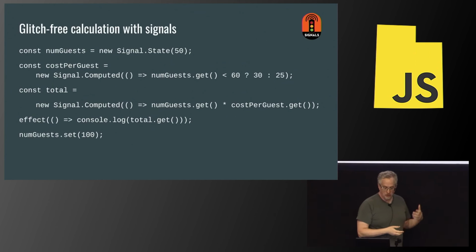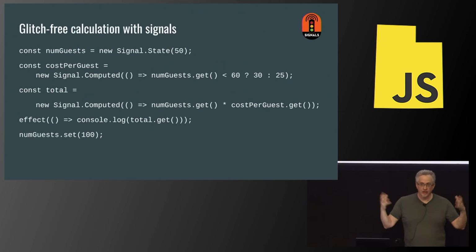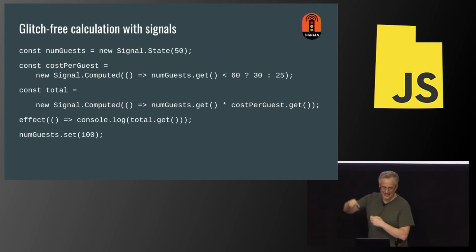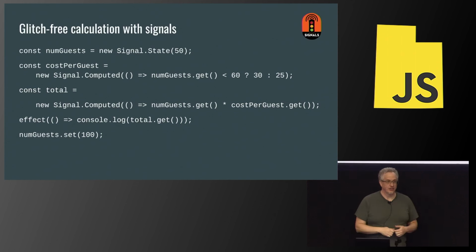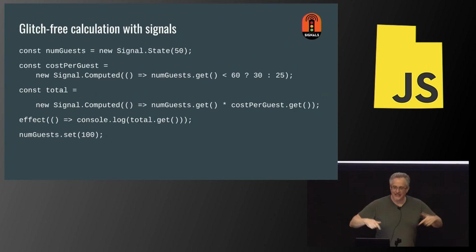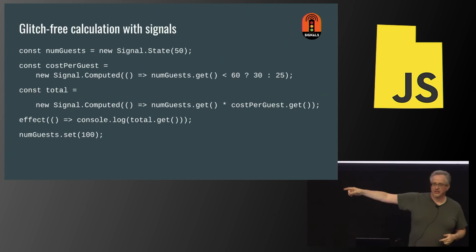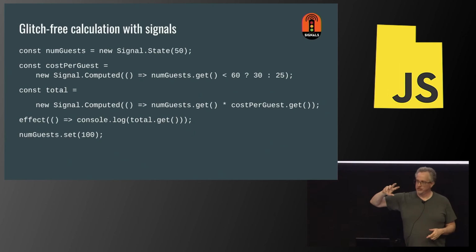And then our total will be a computed, wrapping around callbacks. Callbacks didn't go away. They're just managed better now. We're going to wrap this callback that gets the values out of both num guests and cost per guest so that we can multiply this together. And then effect is this other thing that is actually going to call it and say, I need to get that value out of the total. And so it's going to get that value, and it's going to do the product, and we'll get our result.